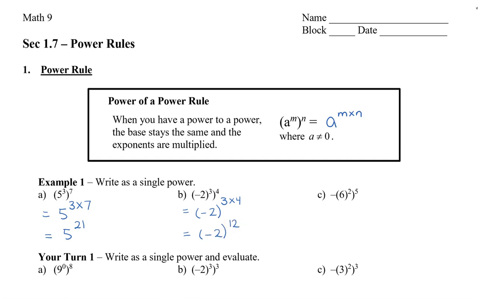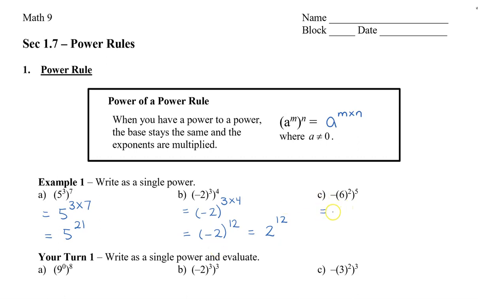Now, often you will see that with even exponents, if we have an even exponent and the base is negative, because we know that there's an even number of negative signs, we can actually rewrite this as 2 to the power of 12 because we know that our answer will actually be positive.